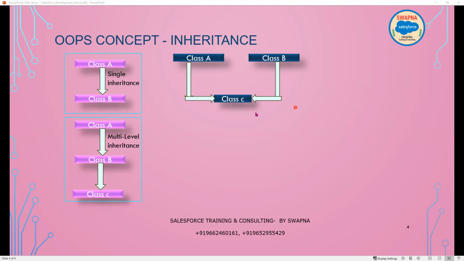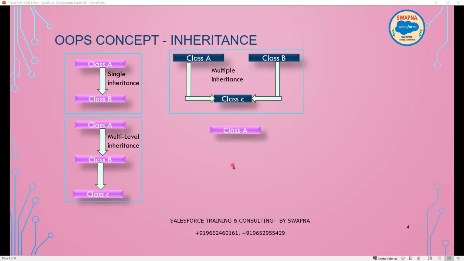Class B properties are passed to the class C, which is called multiple inheritance. When we say multiple inheritance, multiple means there are multiple parents. Multiple parents' properties are passing to the single child, which is called multiple inheritance.